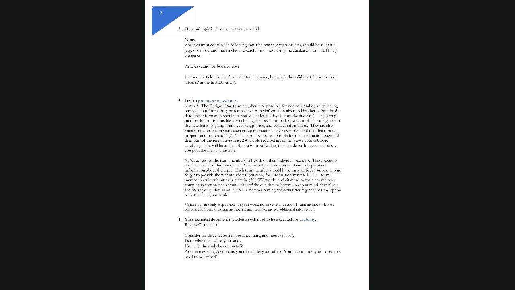You should have 2 articles from a database and 1 article that can be from an internet source. But make sure you check the validity of your internet source. You cannot use blogs or somebody's opinion. You look them up, make sure that they have credentials that meet with what they're talking about.